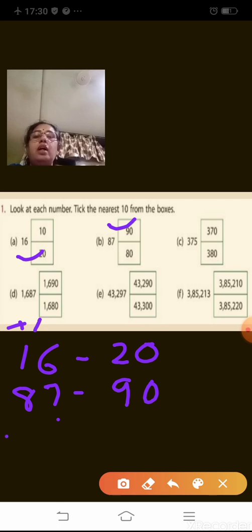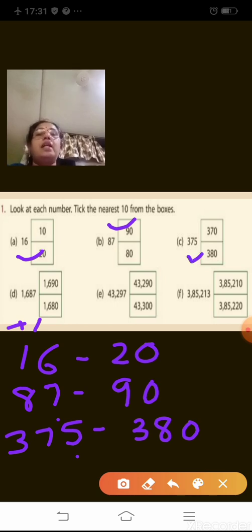Coming to the third number, that is 375. Now again the number is 5 here. 5 or more than 5, you will add 1 to the number in the tens place. So when you are rounding off the number, your number becomes 3, 7 plus 1 is 8, 380. So your option is 380.